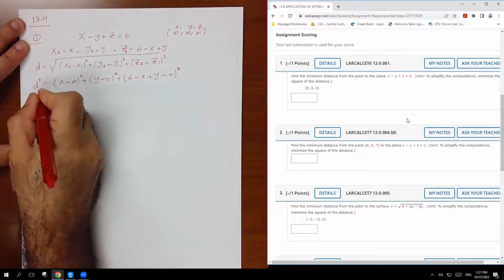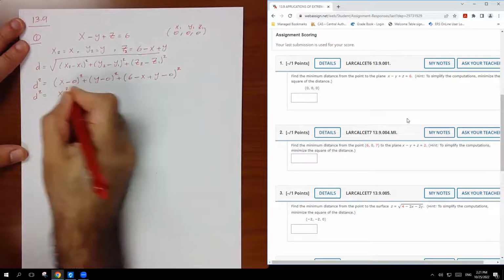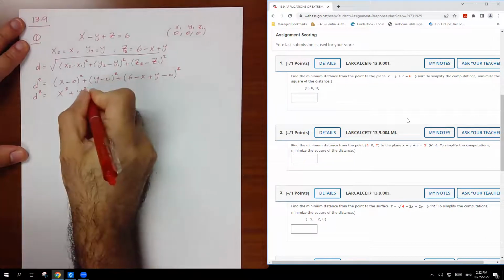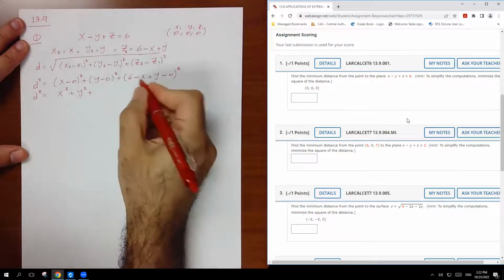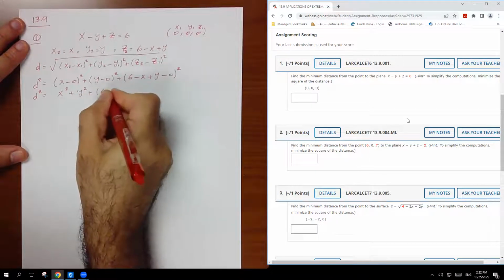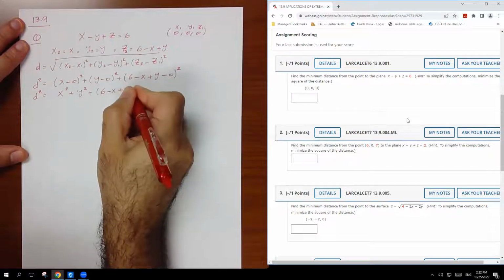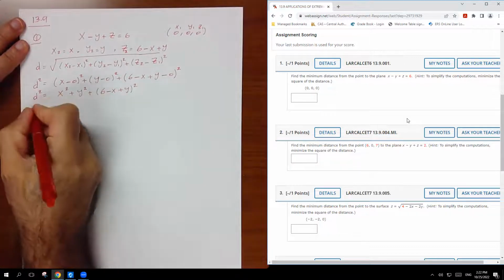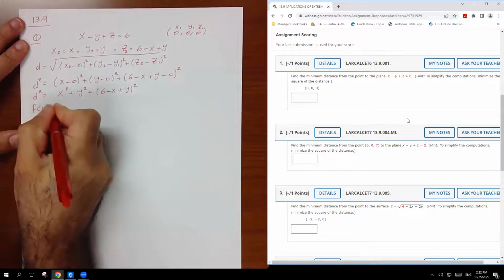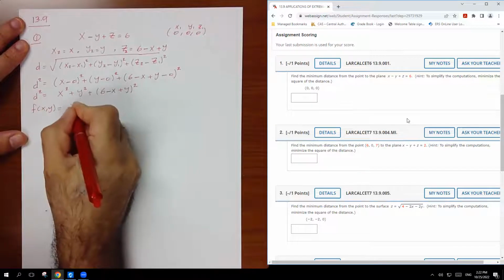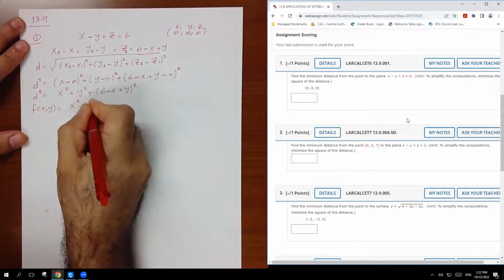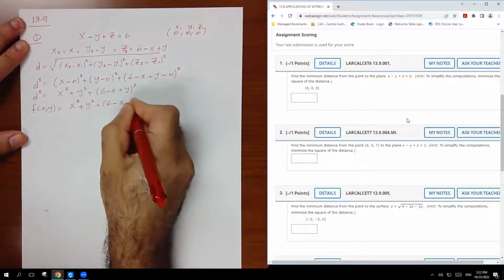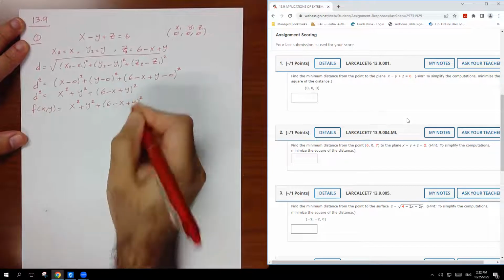That means d squared is going to be x squared plus y squared plus (6 minus x plus y) squared. And you don't have to simplify this one. We're just going to say our function of x, y is going to be x squared plus y squared plus (6 minus x plus y) squared.